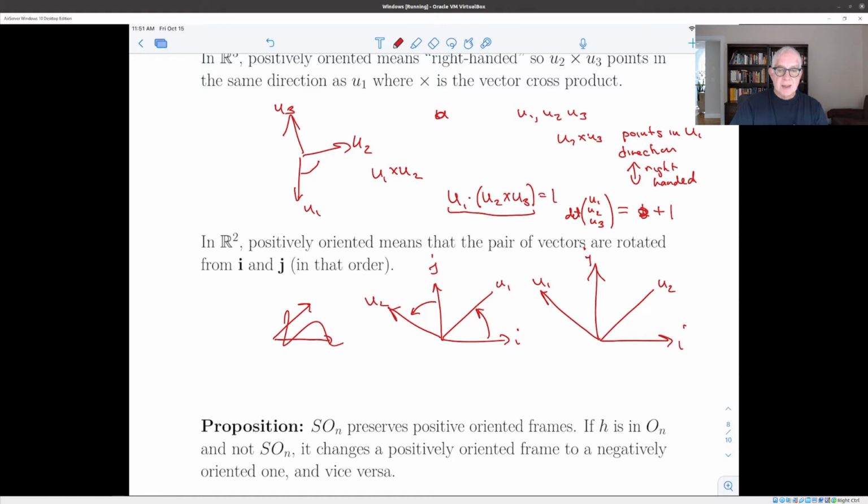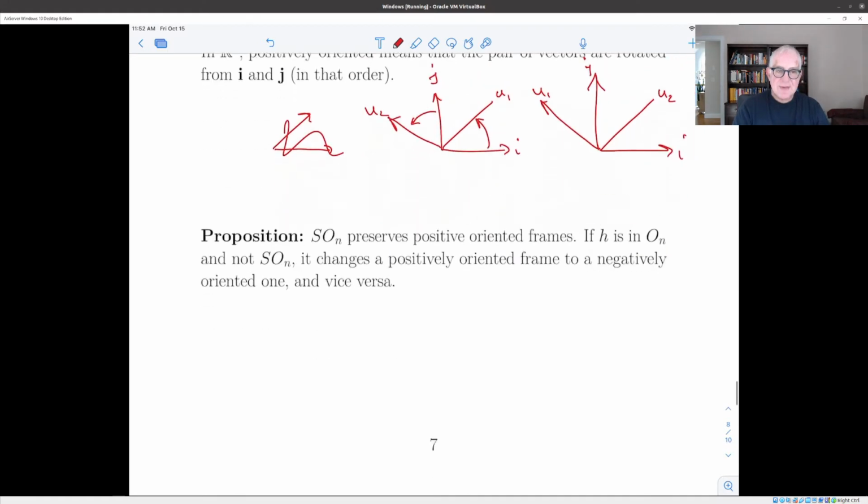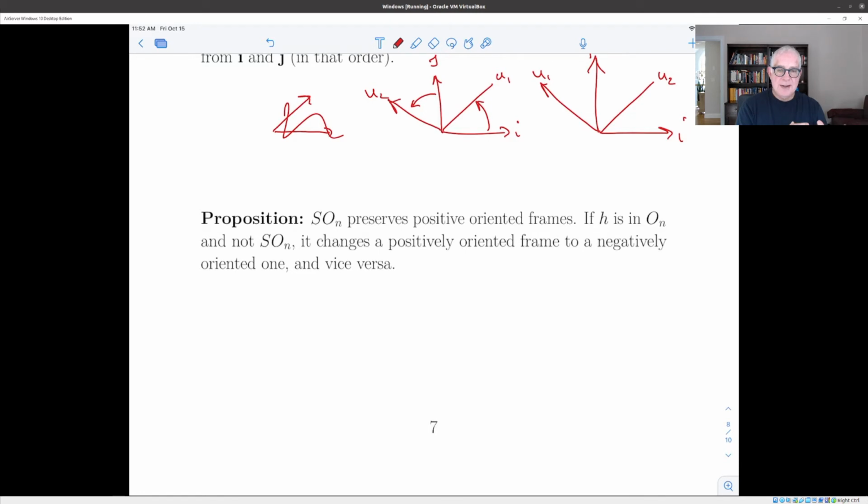So in the plane, if you keep track of the order, there are two different things that can happen. You can have the first vector be a rotated version of i and the second a rotated version of j. That's positively oriented, or they could be the other way around. They could be flipped. And the difference between SO(n) and O(n) is that if you start with an oriented frame, so you start with a right-handed coordinate system, and you apply a transformation from SO(n), you're going to stay with a positively oriented frame.